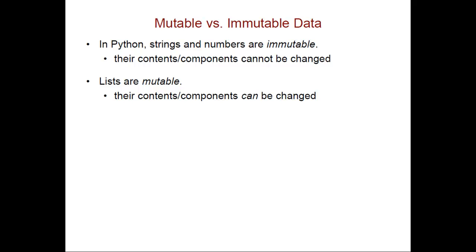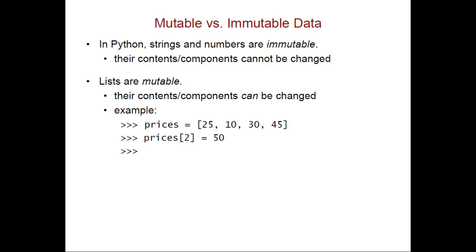So for example, if we have this list of 4 integers and we assign it to the variable prices, we can change the internals of the list by doing an assignment that looks like this. So you can see I'm taking the value 50 and assigning it to position 2 of the list. And then if I print the list, I will see the change. So I've modified the internals of the list, and that's why lists are considered mutable. You cannot do that with a string. You cannot do that with a number.